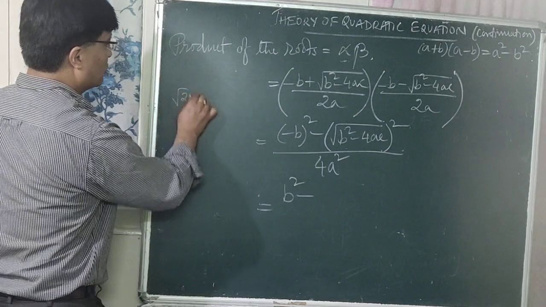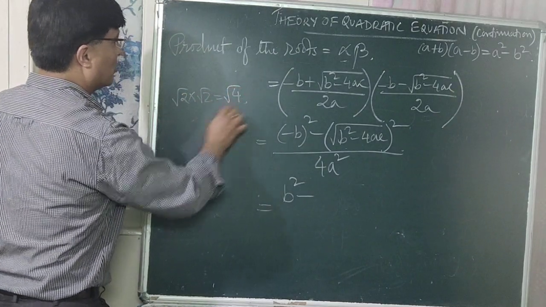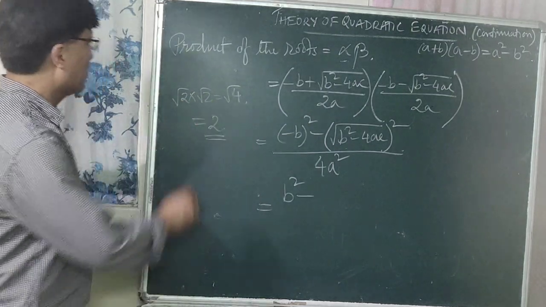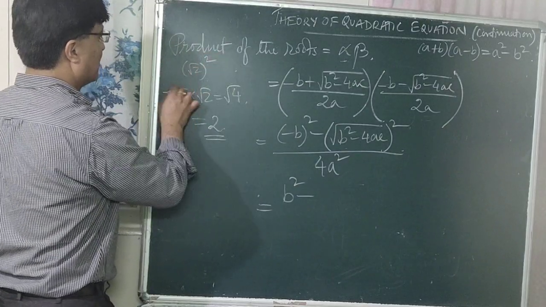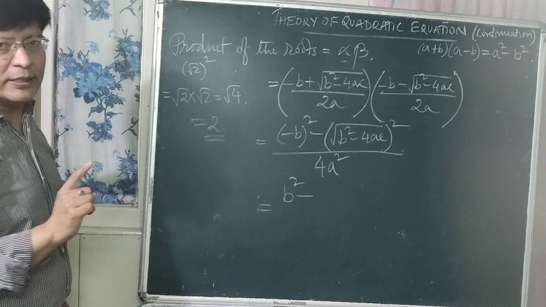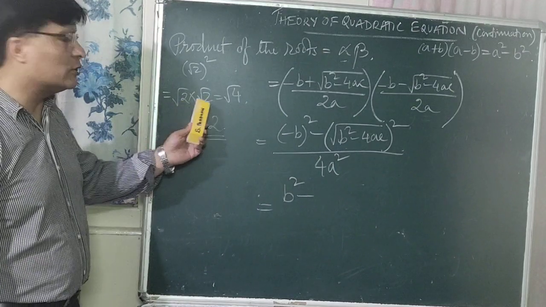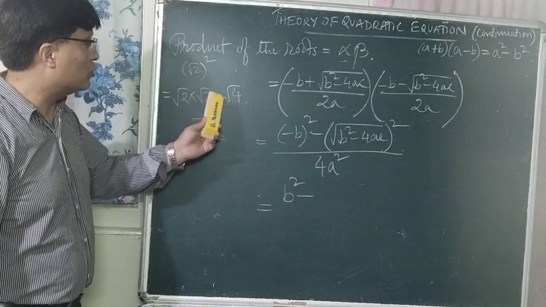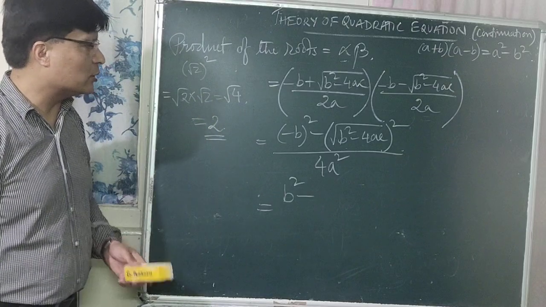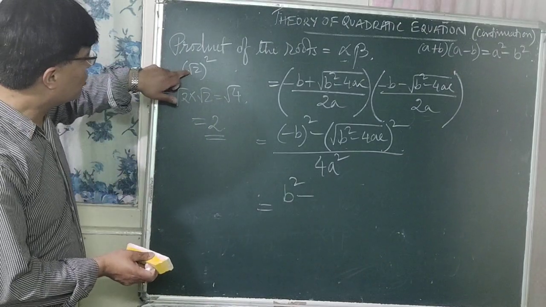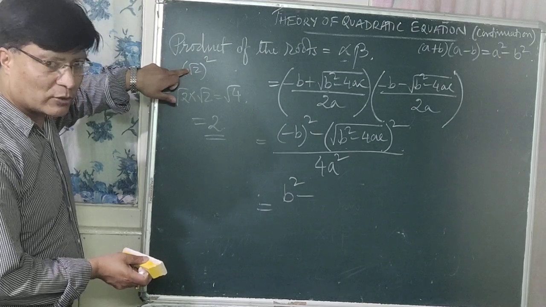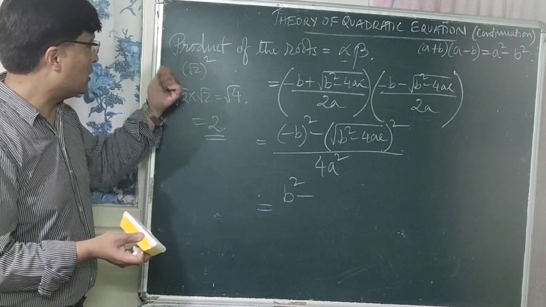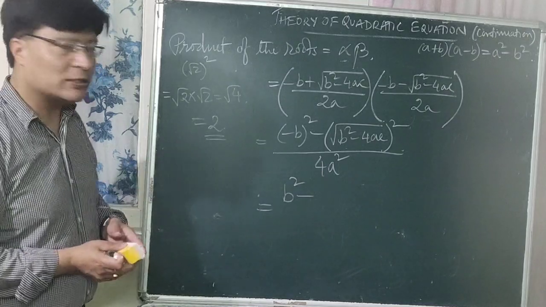Like if there is root 2 into root 2, which is equal to root 4, means 2 is there. So that means if it is root 2 whole square, this is just an example. Root 2 whole square means root 2 is multiplied 2 times. That is root 2 into root 2, which is equal to root 4, which is equal to 2. That means if there is root 2 whole square, this square root will be removed and you should write 2.